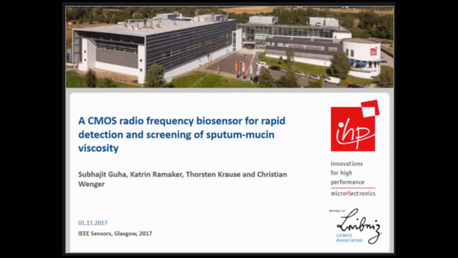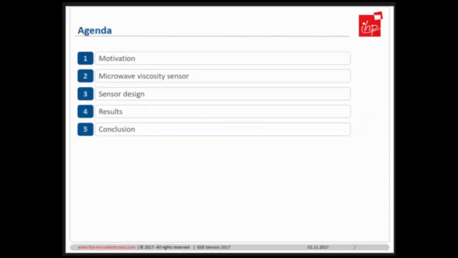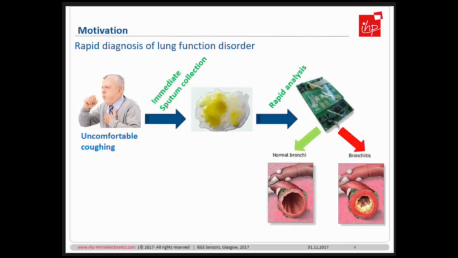So yeah, thanks for all the talks about dielectric sensing. This is one more dielectric sensor. I'm talking about a radio frequency dielectric sensor on CMOS platform for detection of sputum-mucin viscosity, and this is very critical for things like tuberculosis detection.